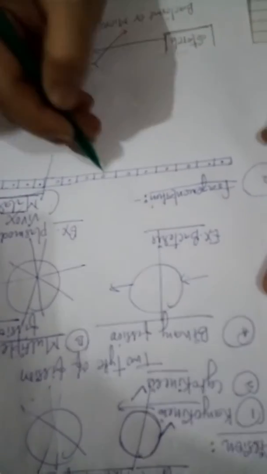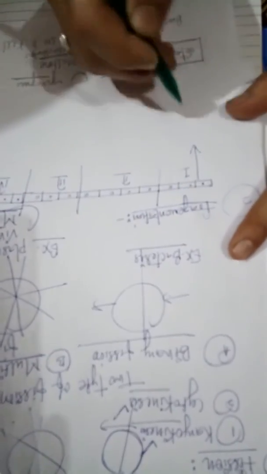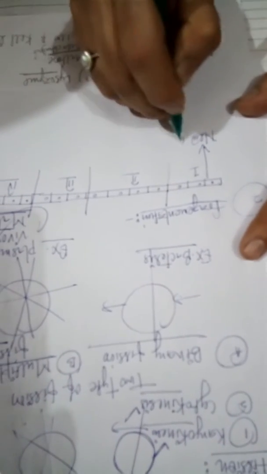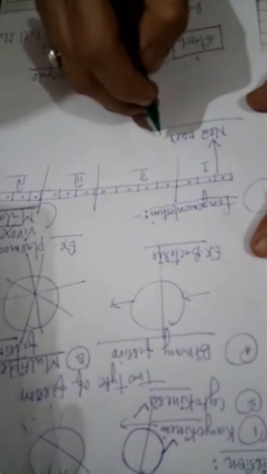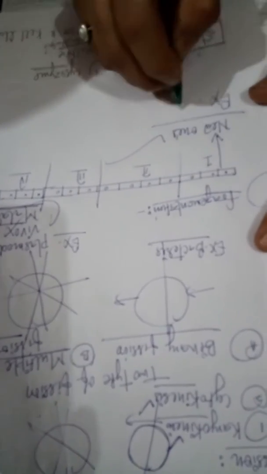Like this is a filament. So this filament breaks into a first part, second part, third part, fourth part. Each part is called a fragment. Each fragment forms a new one. This is fragmentation.